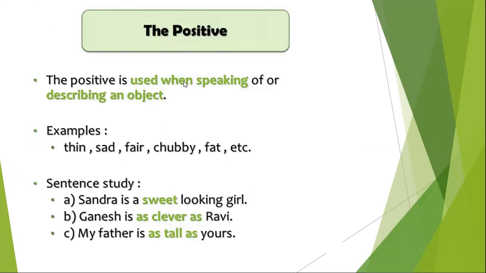The positive degree is used when speaking of or describing an object. Examples: thin, sad, fair, chubby, fat, etc. For example, Sandra is a sweet looking girl. Ganesh is as clever as Ravi. My father is as tall as yours. These are examples for the positive degree, which is used when speaking of or describing an object.